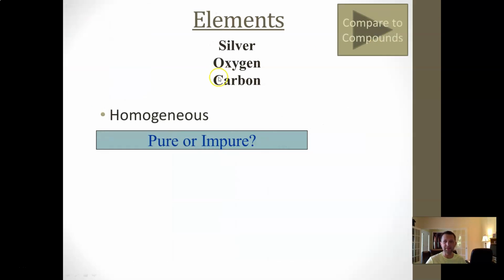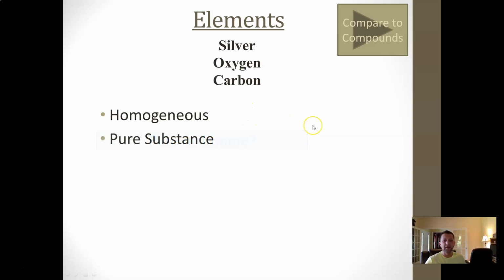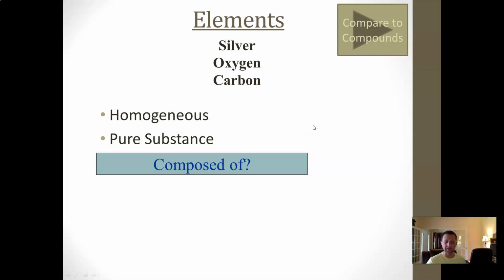So let's go back to the elements and define as pure or impure. You may think, if you were to take a guess on this, you'd say elements are definitely going to be pure substances, and you'd be correct. So what is a pure substance? Something else you can add to your note sheet or think about here.